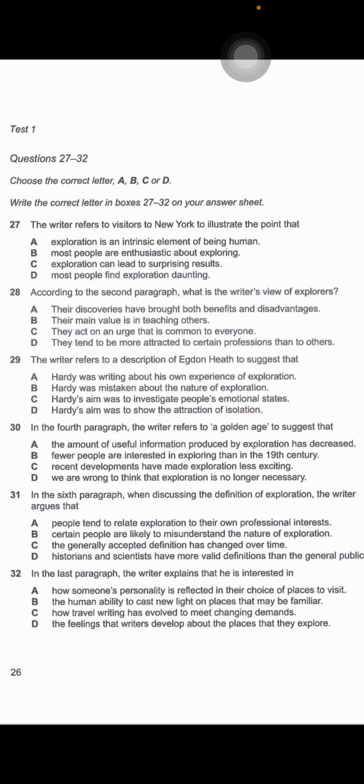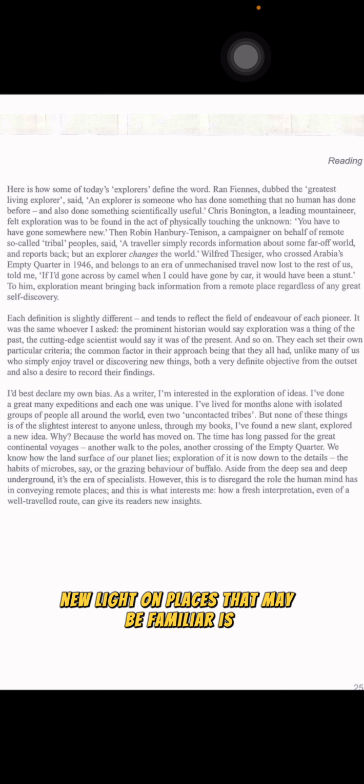Okay, anyways, how someone's personality is reflected in their choice of places to visit? Wrong. The human ability to cast new light on places that may be familiar? Maybe. How travel writing has evolved to meet changing demands? No. The feelings that writers develop about the places that they explore? No. The answers A, C, D are absolutely wrong. So why B? The human ability to cast new light on places that may be familiar is the right answer.